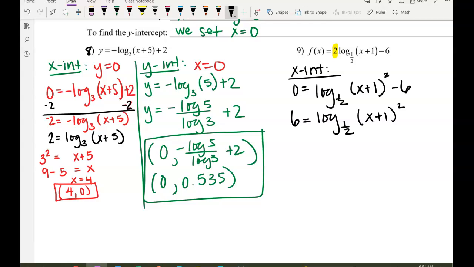Exponential, yep. Anytime, guys, we only have one log, we want to rewrite it as an exponential. What's your base? 1/2. 1/2 to the what power? 6 equals. We do want to FOIL this out, okay? So let's FOIL that. I'm going to write it twice and then FOIL.